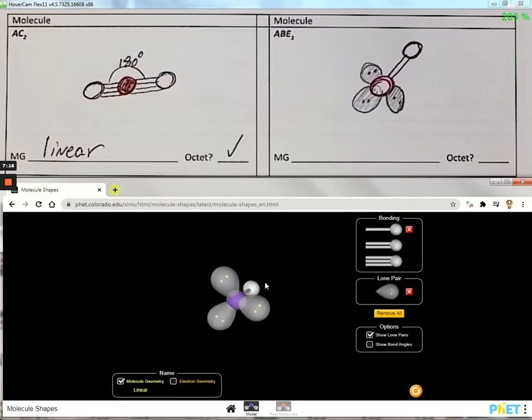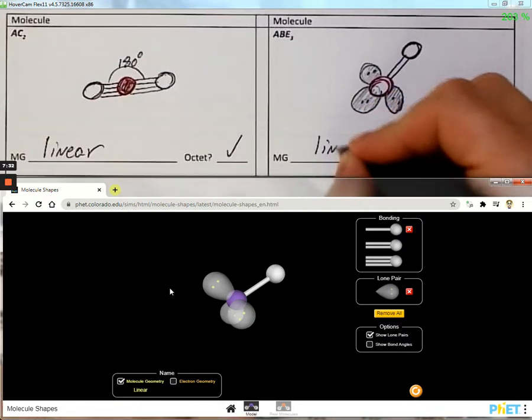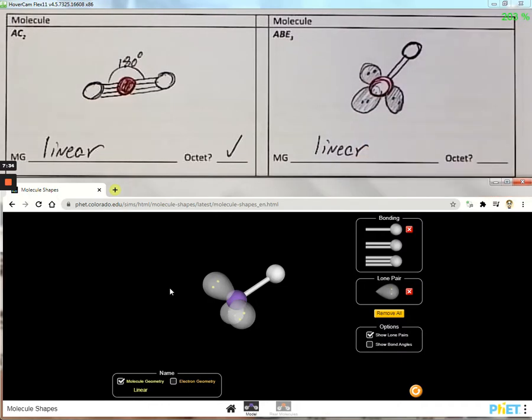Because if I'm just looking at the geometry of the 2 atoms involved there, see if I hide my lone pairs, then it is just linear. There's just 2 atoms there. That makes sense. So I'm going to come over here, and again I'm going to record linear for my molecular geometry. And as far as an octet, let's count electrons. We've got 2, 4, 6, and then 2 more that are in that bond, so that's 8. So I'd say yes, that is a stable octet.